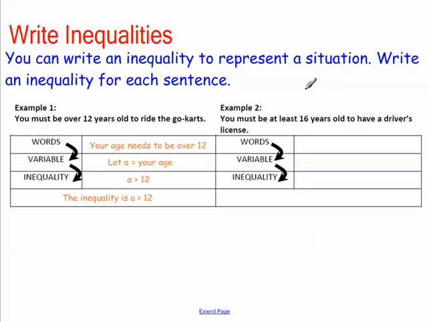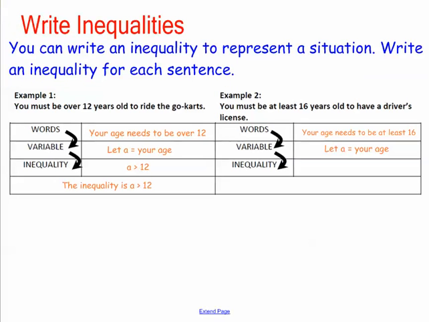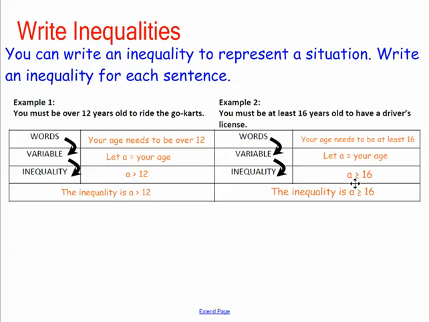All right, you must be at least 16 years old to have a driver's license. So in words, that actually means your age needs to be at least 16. So age at least 16. So my variable, again, I'm just going to use A. You can use any letter you want. So A equals your age. So now my inequality, remember, because at least 16 means you can be 16, you're going to say your age has to be greater than or equal to 16 because you can be 16.